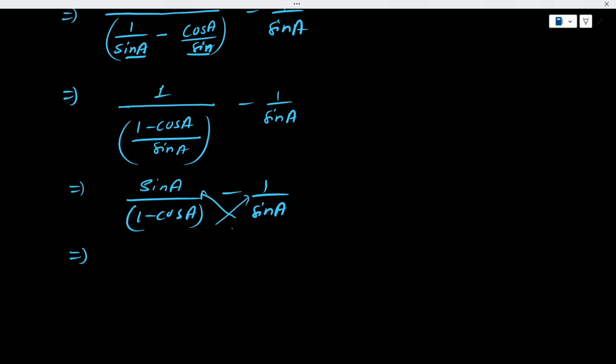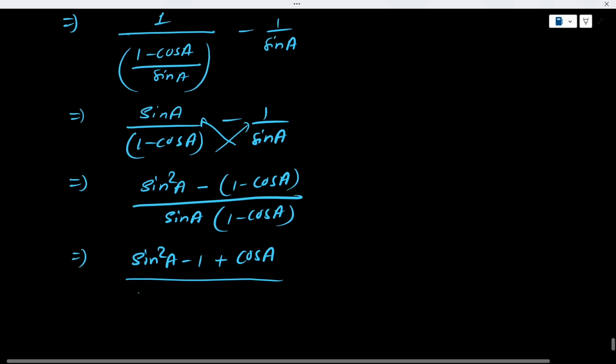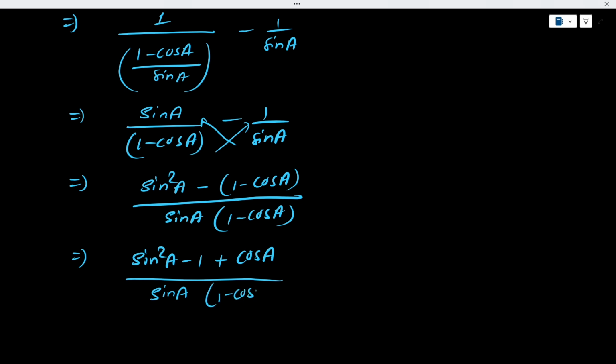This will get multiplied here. This one will go there. So it is sin²A minus bracket 1 minus cos A by product of sin A times 1 minus cos A. Right? Now you know that if I have to open the bracket, it will become sin²A minus 1 plus cos A, right, by, if I take it here, sin A times 1 minus cos A.